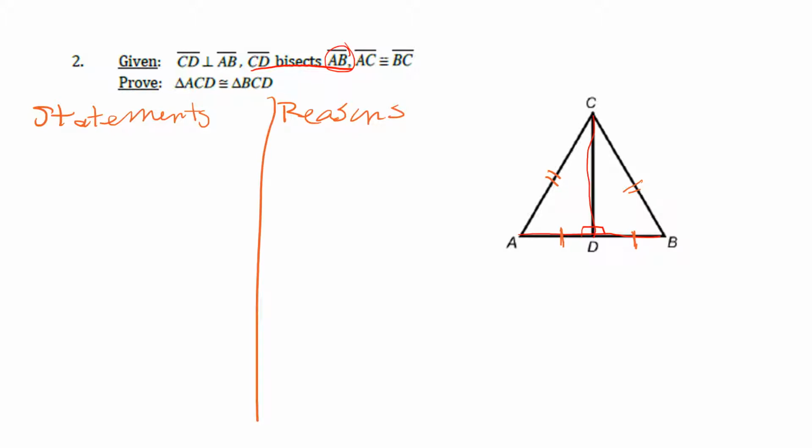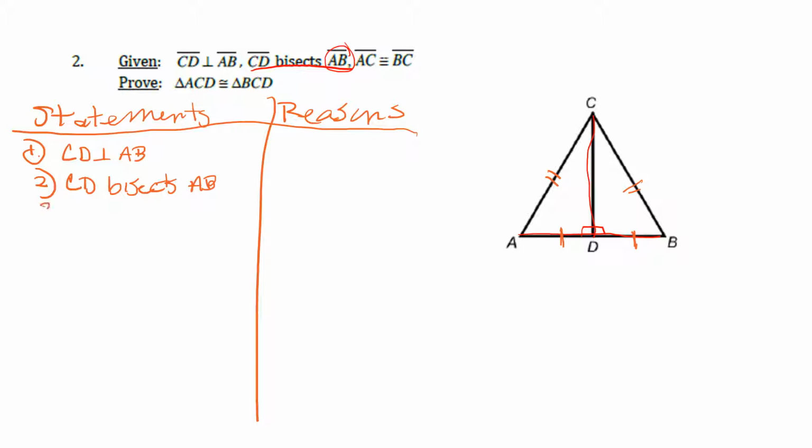And we can write down our givens, and still pretty sloppy, but I'm getting better. So number 1, CD is perpendicular to AB, and number 2, CD bisects AB, and number 3, I'm putting these all together, AC is congruent to BC. And these are segments, and these are segments, and I'm going to list 1, 2, 3, and I'm going to say given. Okay, so that's the easy part, the givens.